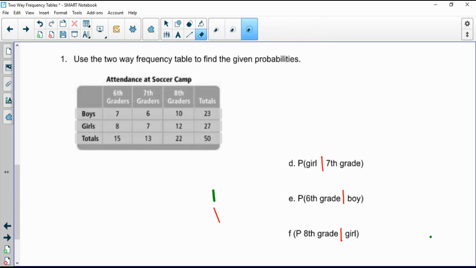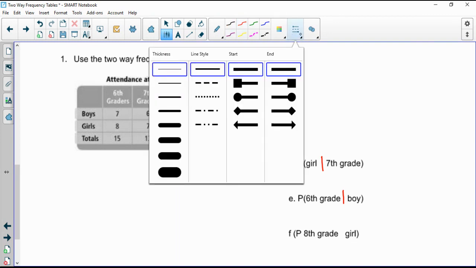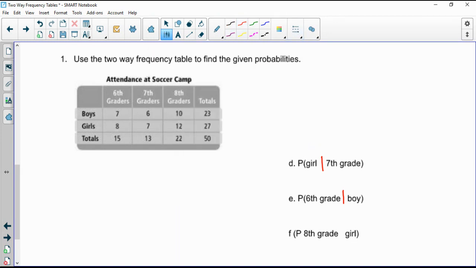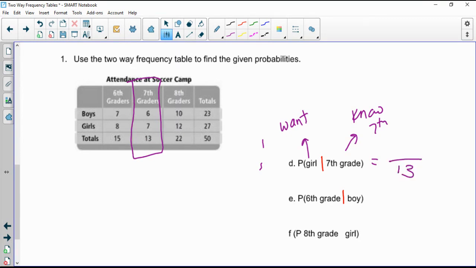So we're going to look at, let's see. This first one we're going to do, it says P for probability, girl. So we want to talk about the girls. It says given, so this is what we know for sure. We know we're in the 7th grade, okay? Which means the only column we're going to look at is the 7th grade column. So your total is going to be 13, so this is going to be some number out of 13. And of those 13, which ones are girls? Find the girl row, there's a 7, so 7 out of 13, okay?